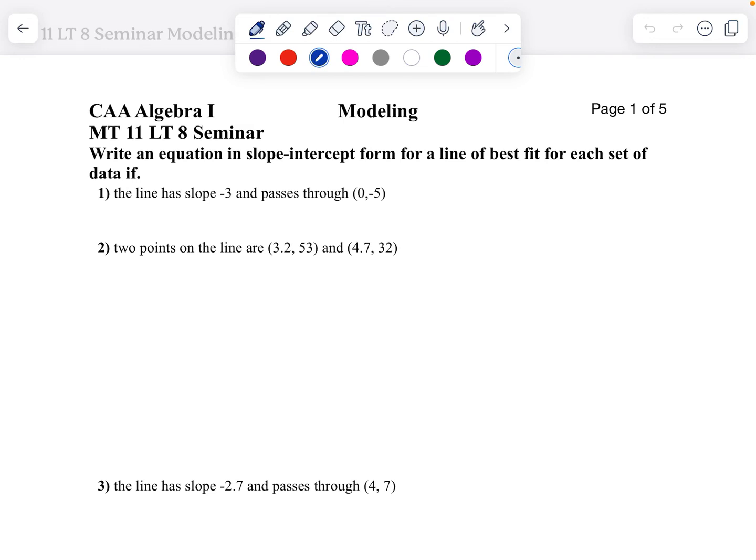Hello, let's take a look at your MT11 LT8 seminar on modeling. First thing I want you to do before we get started is work in your table groups and do the first 5 questions. But working ahead, do the first 5 questions and then hang on to them so you can work with your table groups when we get to them.